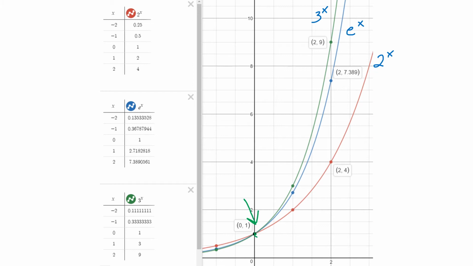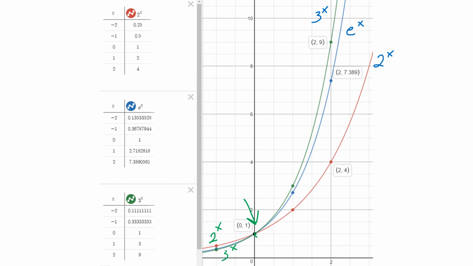Notice that 2 to the x and 3 to the x change when you get to the negative side. So on the negative end, 2 to the x is the highest graph, and then 3 to the x is the lowest underneath here, and e to the x is in between them.